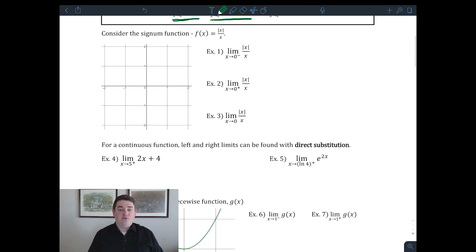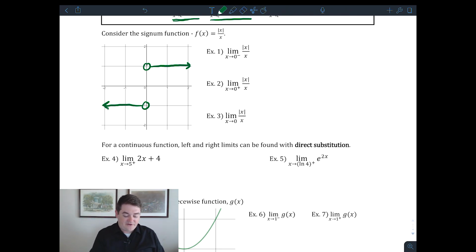So if you've never seen this before, the absolute value of x over x is called the Signum function. It's a good graph to know. Basically, it's undefined at 0 because it's 0 over 0. To the right of 0, it always equals 1. But to the left of 0, it always equals -1. So it's like a flat line that gets broken in half.